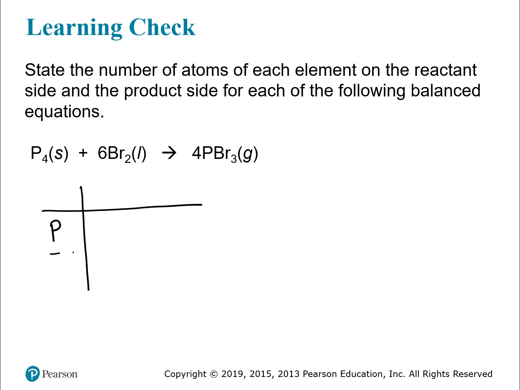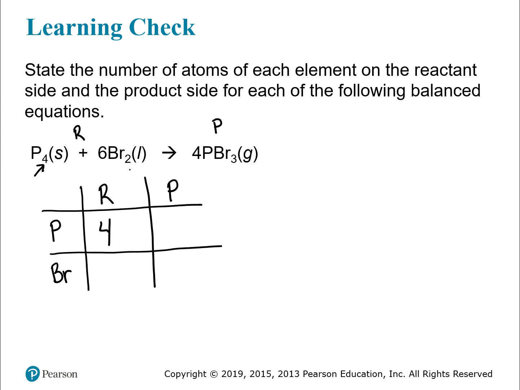I put each element that I see, and I see P for phosphorus and Br for bromine. Across the top, I put an R for reactants and a P for products. That's my reactant side and my product side. I'm going to count up all of my atoms of each element on the reactant side and do the same on the product side. Remember, that subscript right there means that I have 4 phosphorus atoms. So that's what I'm going to write on my reactant side for phosphorus.